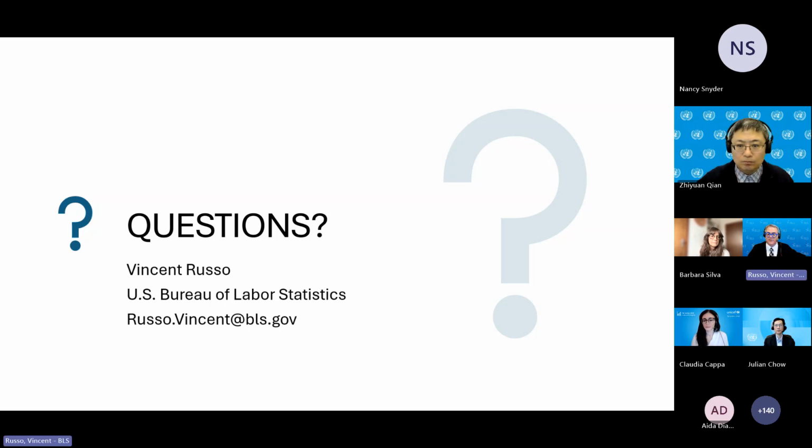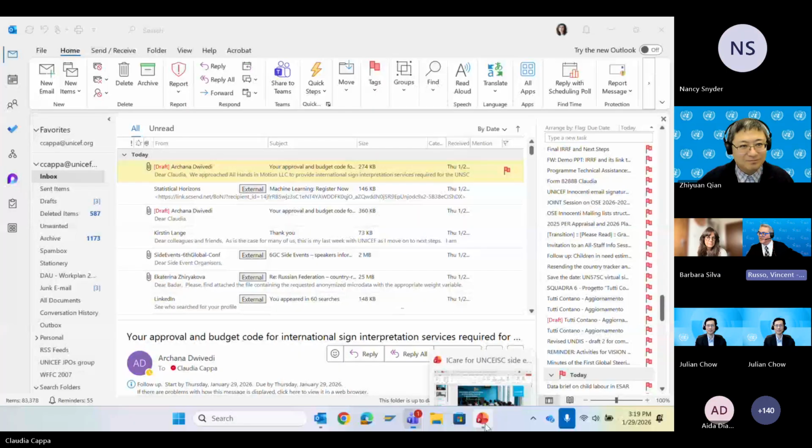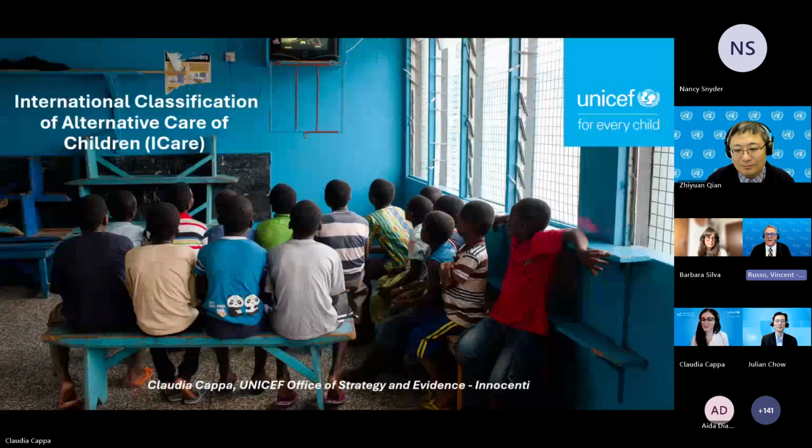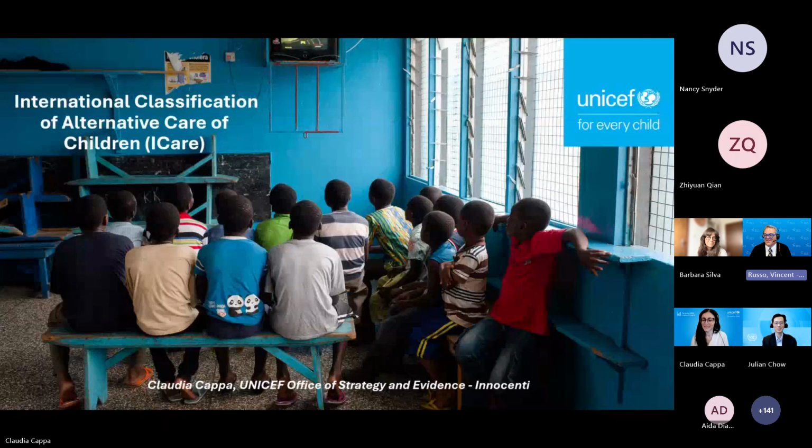So we have several other presentations, so I think maybe we will move on, and I would like to welcome, then, Claudia Kappa to present on UNICEF's new classification, the International Classification of Alternative Care of Children. So you can see the committee deals with quite a diverse set of topics, and we enjoy moving on sometimes from the economic statistics to some of the social ones, which are quite novel. So welcome, Claudia. Nice to see you.